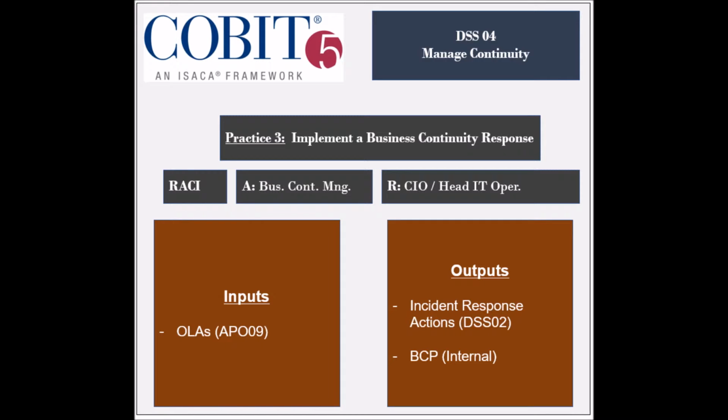The practice receives 1 input, which is the organizational level agreement from the AP09 process. It generates 2 outputs, which are the incident response actions to be used by the DSS02 process, and the business continuity plan to be used internally.